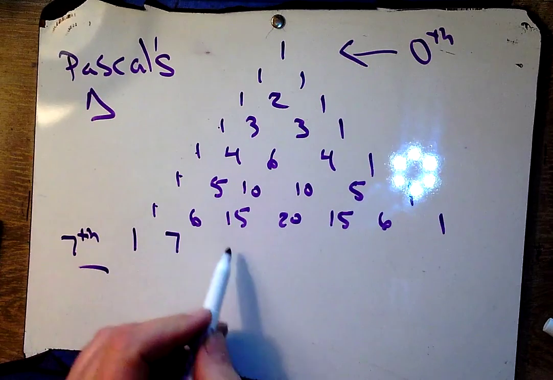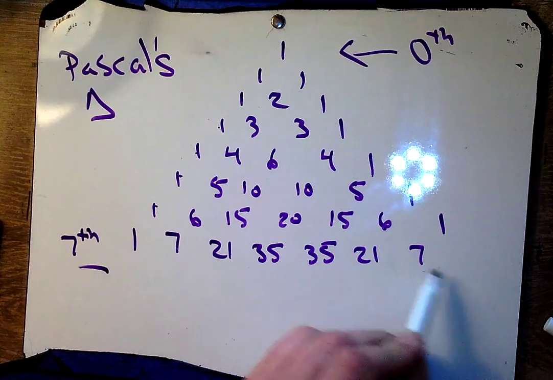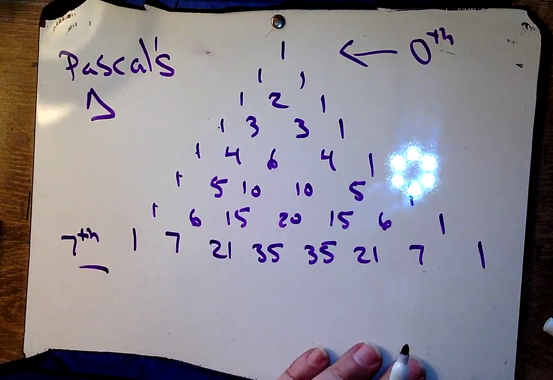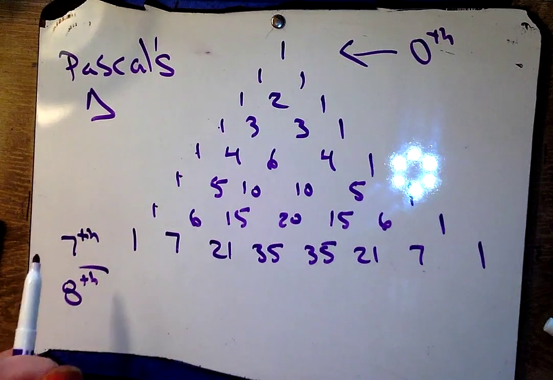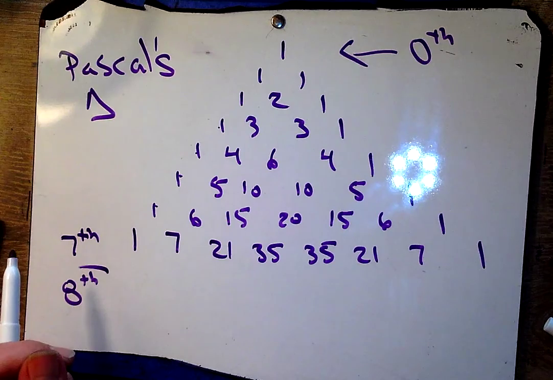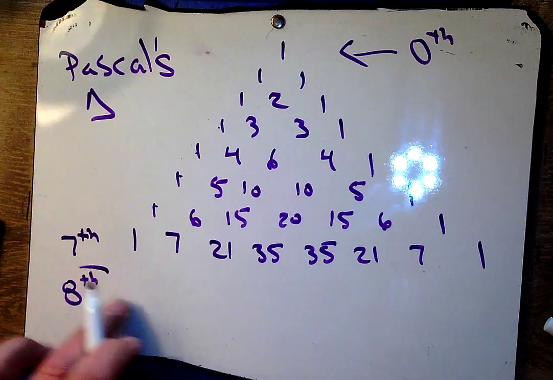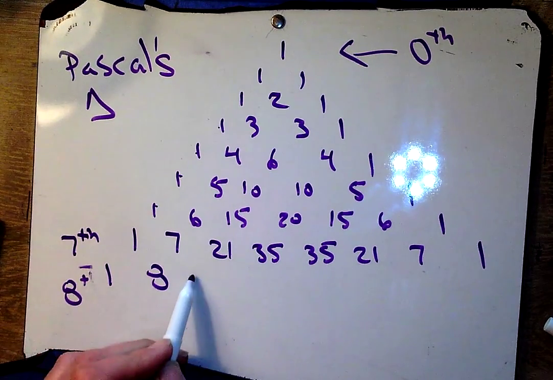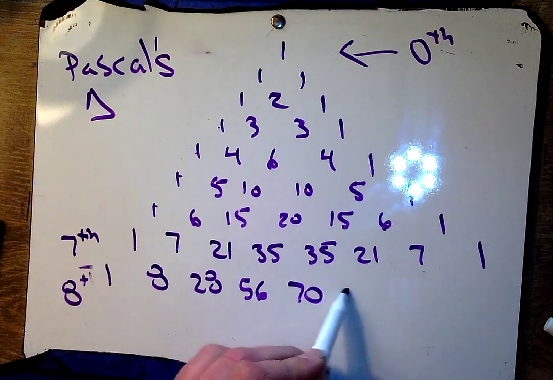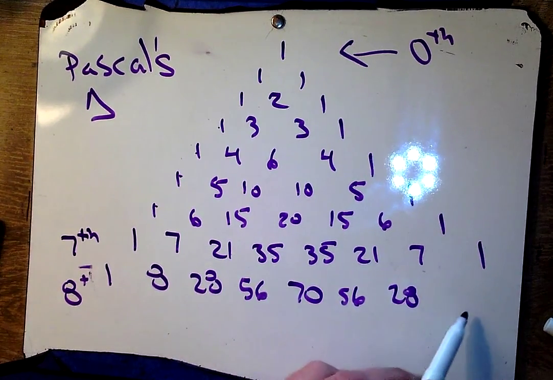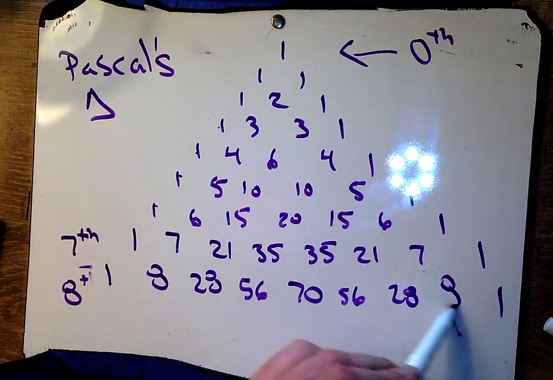Yep, 1, 7, 21, 35, 35, 21, 7, 1. Now, how did I get that? Ah, you see the pattern? Then please give me the 8th row. Did you get 1, 8, 28, 56? Oh, that's my age. 70, 56, 28, 7 and 1. Oops, 8 and 1.